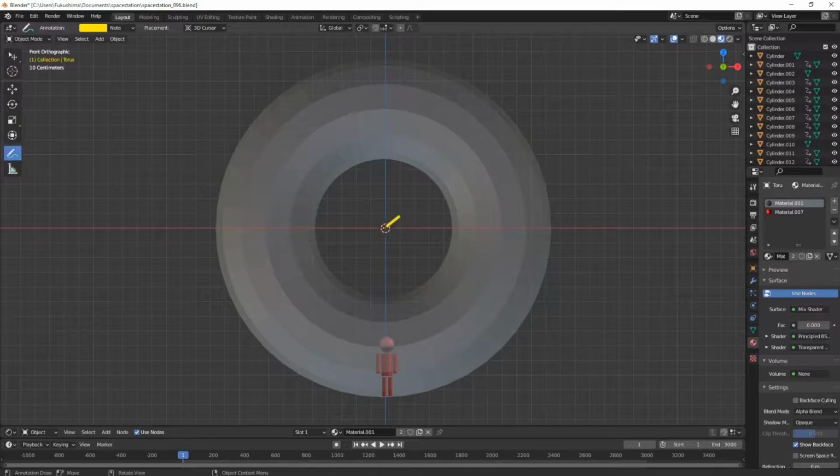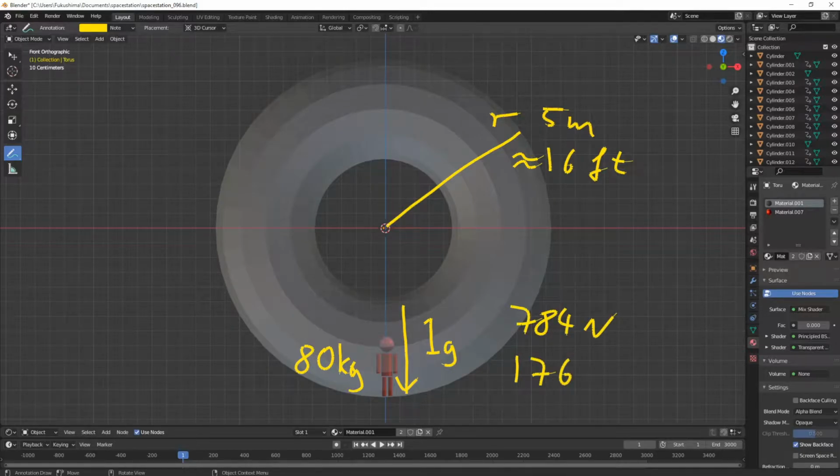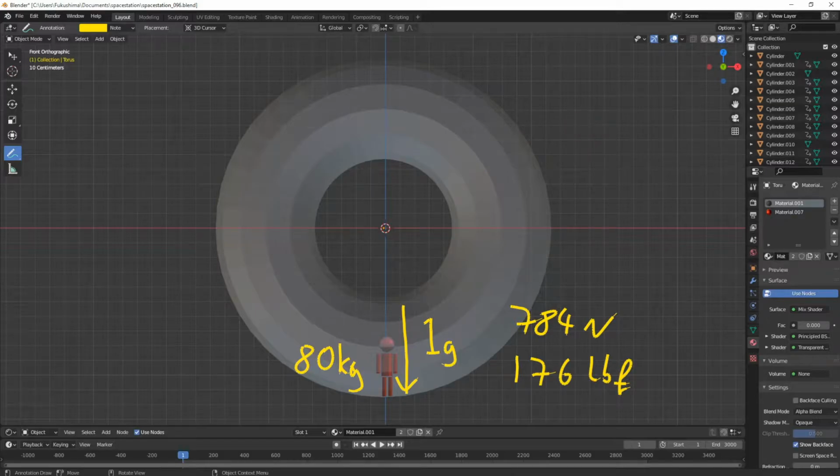Let me start with a quite small rotating space station with a radius of 5 meters, roughly 16 feet. And I need some example numbers, so the guy will be 80 kilograms of mass. Of course I want 1g of artificial gravity, because why not? And 1g will cause an artificial weight force of 784 Newton or 176 pound force.